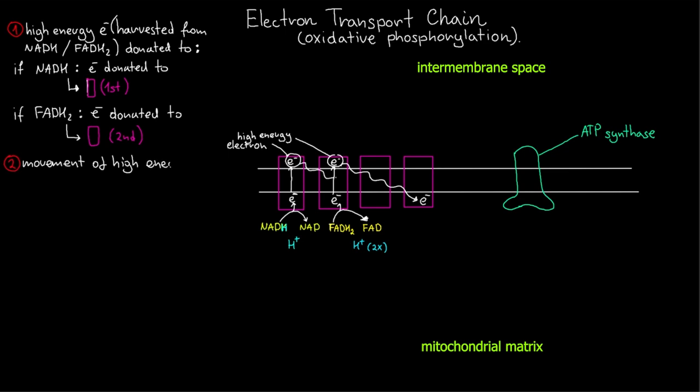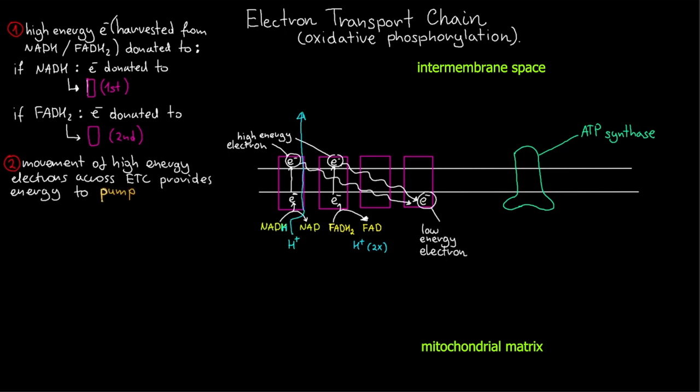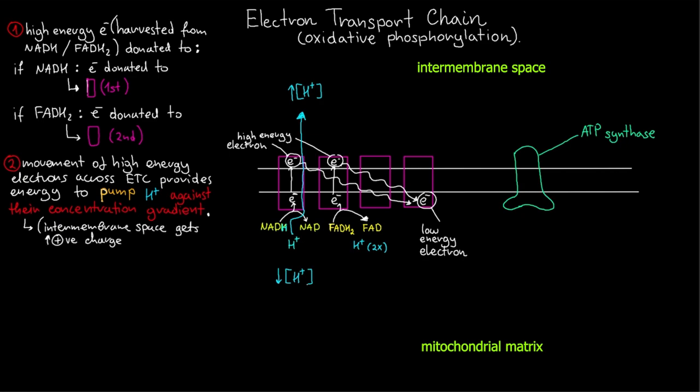Then, as those high energy electrons are moved through the electron transport chain, the energy produced by this movement is used to pump H+ from the mitochondrial matrix to the intermembrane space against the concentration gradient. This makes the intermembrane space more acidic and more positively charged than the matrix, thus forming an H+ electrochemical gradient, which is also known as proton motive force or chemiosmotic gradient.